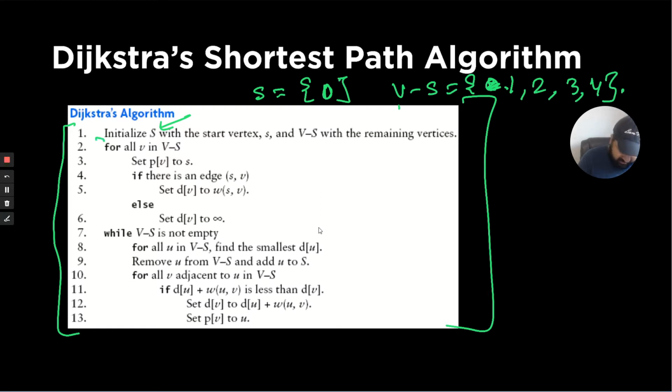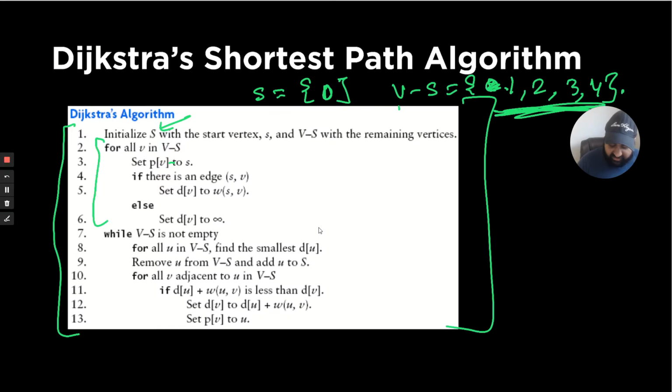Next, all these lines from 2 to 6 are basically the initialization step. We still haven't finished processing the algorithm. So in this step, for every vertex that is in V minus S, which is all these vertices, we are going to set the previous vertex, PV, the predecessor vertex, to S. So initially we decided to keep it -1, but you can also keep it to the source and it will work the same way.